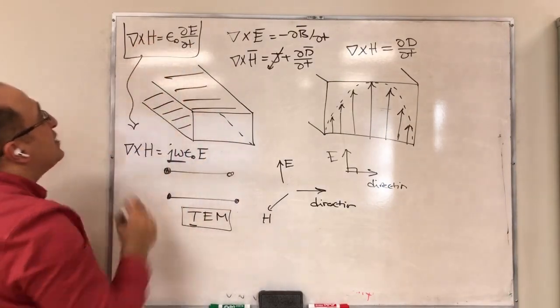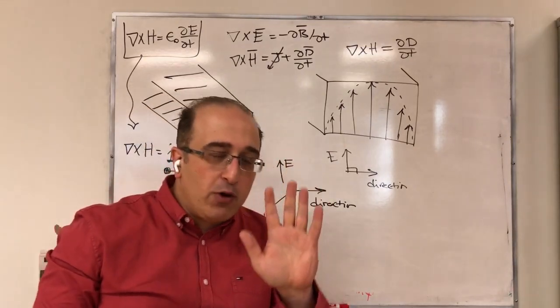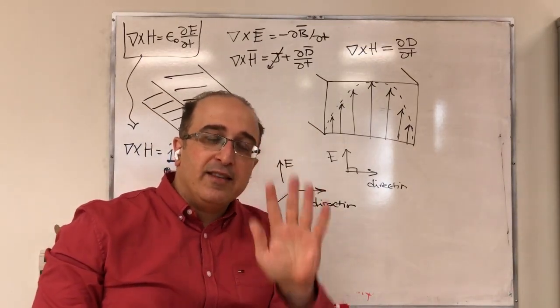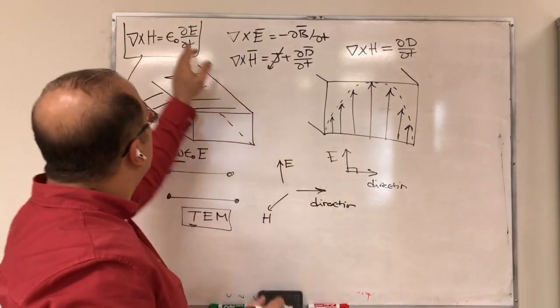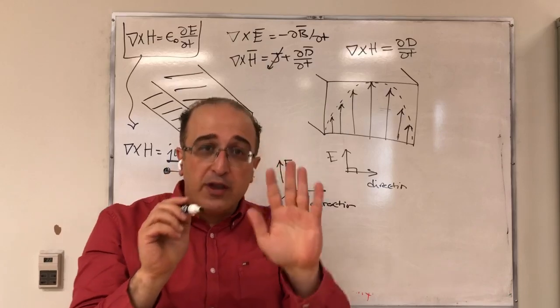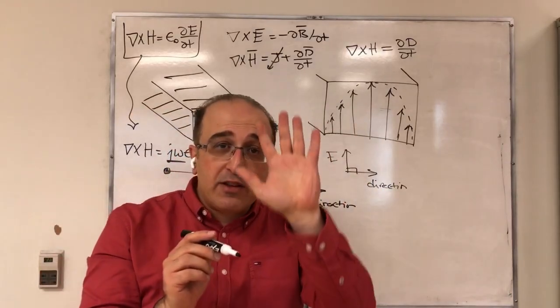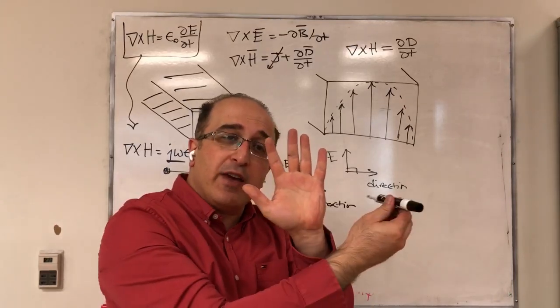But this is better for now to discuss in time domain. So that essentially says if you have a bunch of E that's varying with respect to time, you're going to have a curl of H around them. So if I have this electric field here like that, that's changing with respect to time, I'm going to have a curl of H around them.